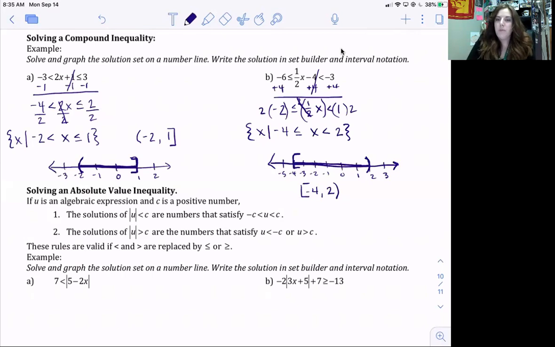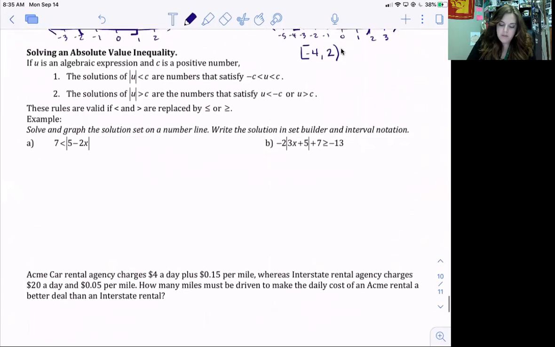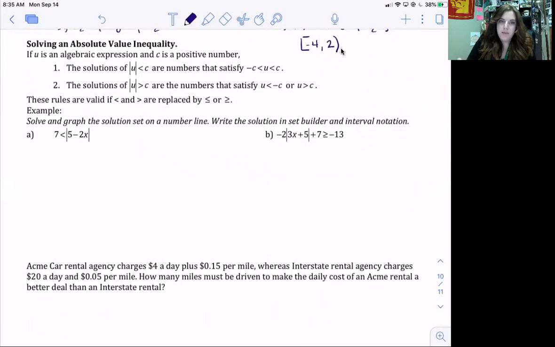So we also have an or compound inequality, which we're going to look at with absolute value inequalities. So if u is an algebraic expression and c is a positive number, the solutions of the absolute value of u is less than c are numbers that satisfy -c is less than u, which is less than c. Okay, so this is our and compound inequality. And then the second one, the solutions of the absolute value of u greater than c are the numbers that satisfy u is less than -c or u is greater than c.